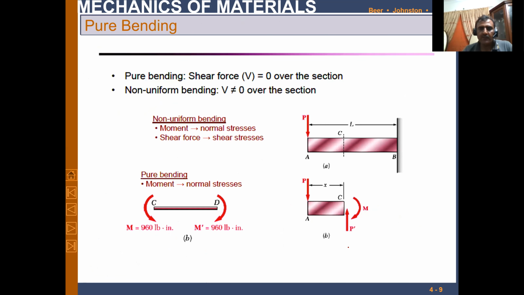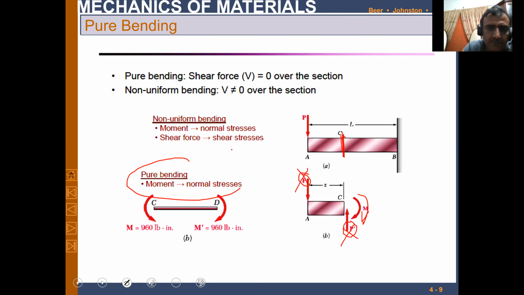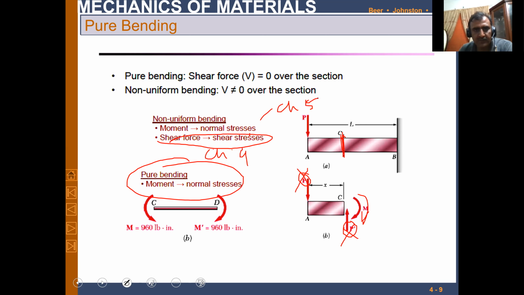Again, we have already seen this slide: if you have a transverse loading and we take a section about the C section, there will be two equal and opposite forces. This will be causing shear forces, resultingly shear stresses, and this particular movement will be causing the bending of this one. When we ignore these, we will be dealing with pure bending, that is chapter 4. And when we consider these shear stresses, we will be in chapter 5, where we will be dealing with this one, right?